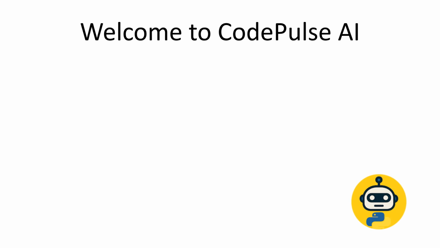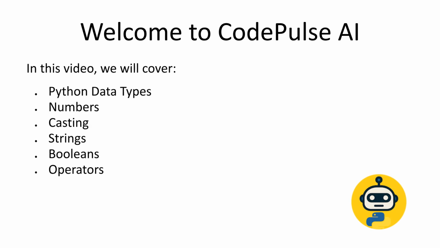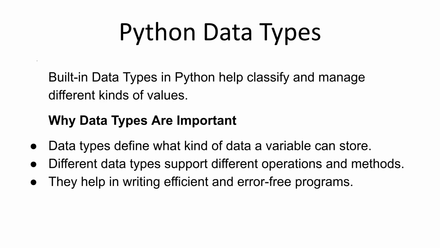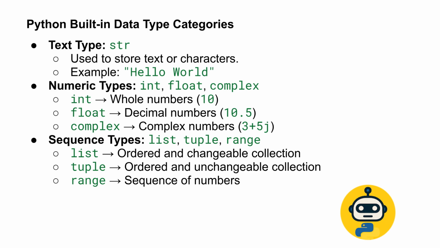Welcome to CodePulse AI. In this video, we will cover several fundamental Python concepts, including data types, numbers, casting, strings, Booleans, and operators. Python's built-in data types help classify and manage different values. They are important because they define what kind of data a variable can store, support different operations, and help in writing efficient, error-free programs. Data types are categorized into text, numeric, and sequence types.